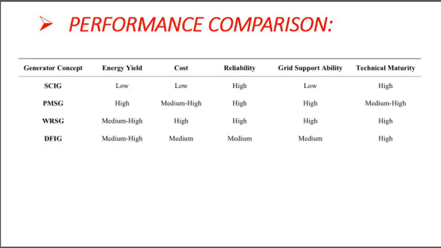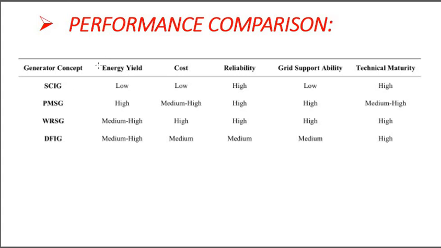Now performance comparison for all the four types. So the first column is the generator type, second column is energy yield, third one is cost, fourth reliability, grid supportability, and last one is technical maturity. Now for SCIG, energy yield is low, energy yield for PMSG is high, for WRSG medium to high, for DFIG medium to high.